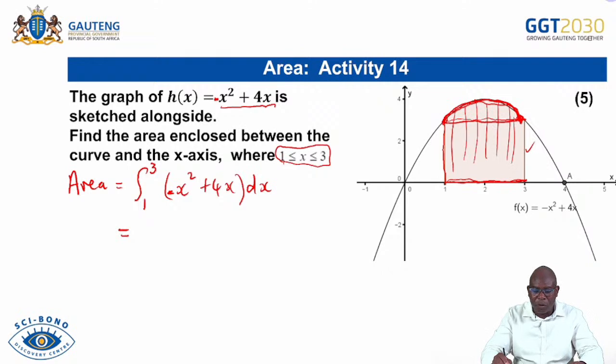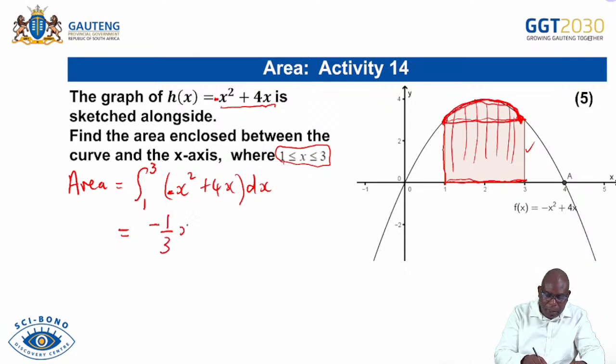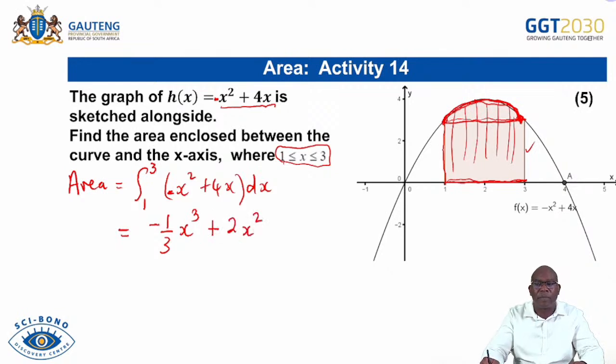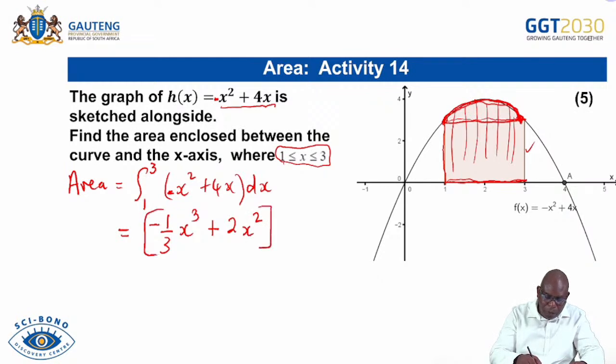So now how am I going to do my integral here? I'm going to have my negative 1 over 3 x to the power of 3. That's my integral for the first part. For the second part, it will be plus 2x squared. All right. Then I'm now going to put my boundaries, which is going to be 3 and 1. So from 3 to 1.